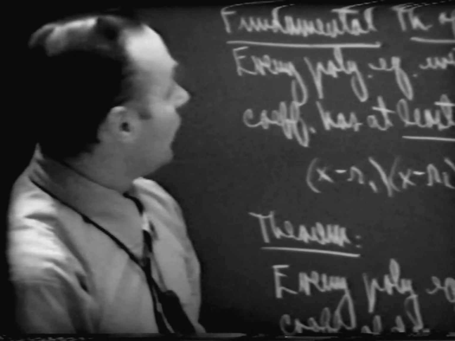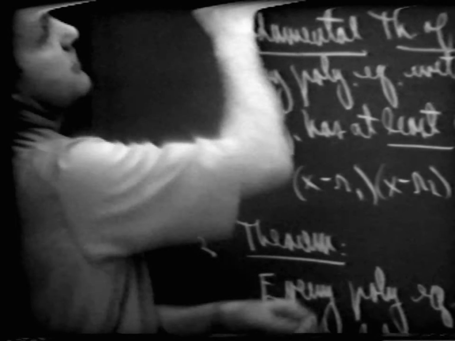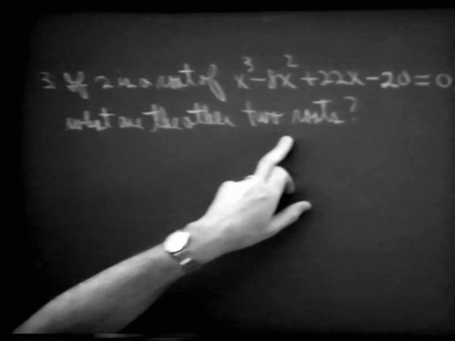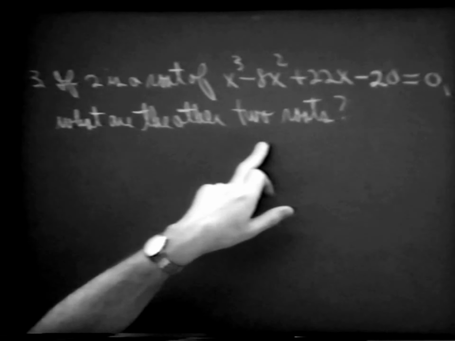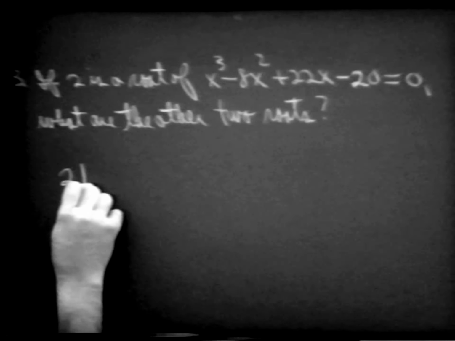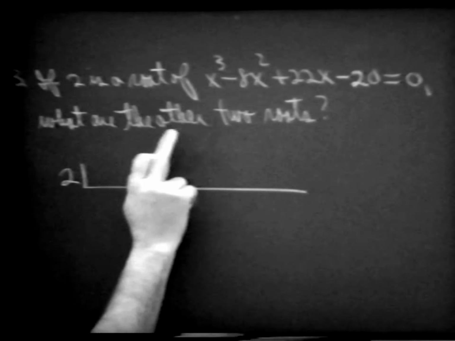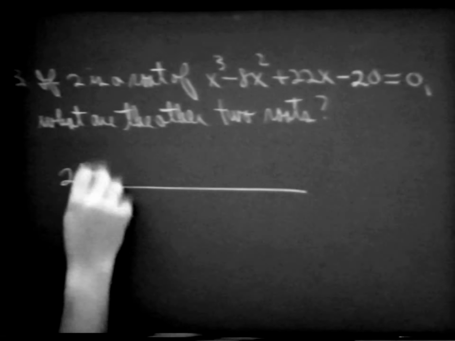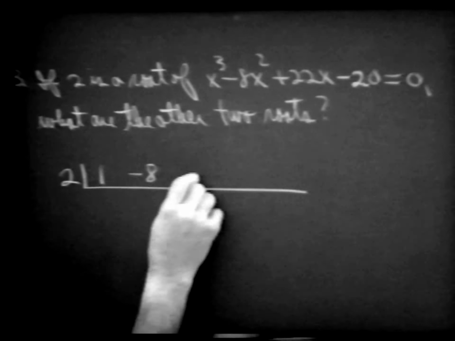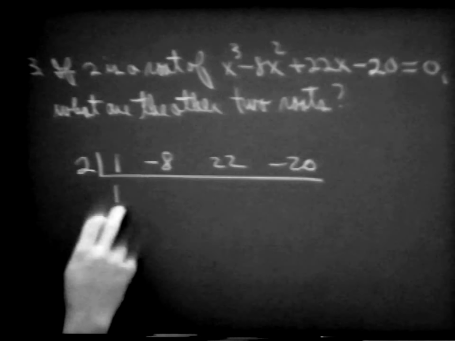Well, let's look at a second idea. Let me call this one number 2, and this is our first idea, so then let's look at a third idea. If 2 is a root of this cubic equation, what are the other two roots? Well, let's see now. If we use synthetic division, we will have 2 here, and what then are our coefficients? We have 1, negative 8, 22, and negative 20. Is that right?